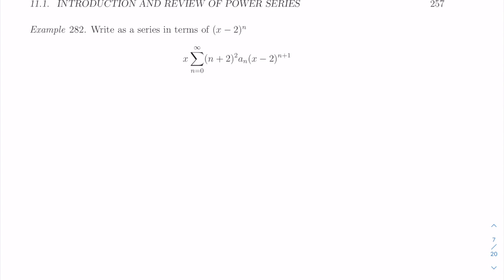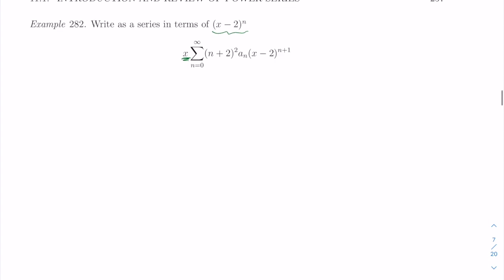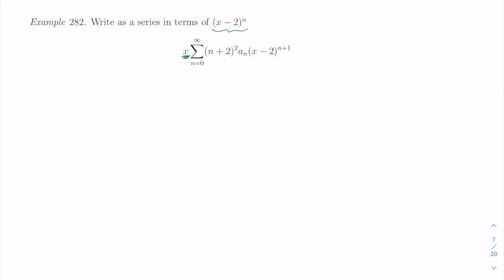What about something like this? Now, the directions are to write as a single series in terms of x minus 2 to the n. Okay, well, what am I going to do? The problem here isn't so much this thing as it is this thing, okay? If that were an x minus 2, then I could just sort of send it in, but it's not. And so I'm going to have to fix that.